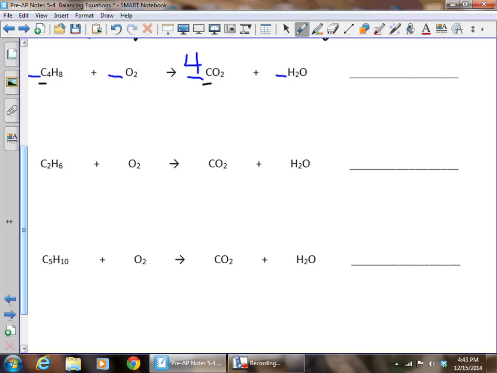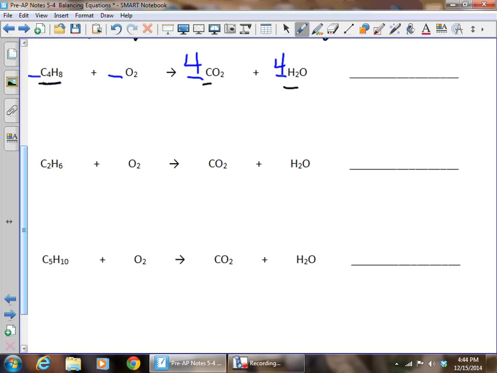Okay? And let's look at what happens when we do that. We have our carbons balanced. Okay, the next thing that I want to do, I want to save oxygens for last. So you always do carbons first and then go straight to your hydrogens. I've got 8 hydrogens over here, and I have got 2 hydrogens over here. So the next thing I'm going to do is to put a 4 in front of here to get my 8 hydrogens.